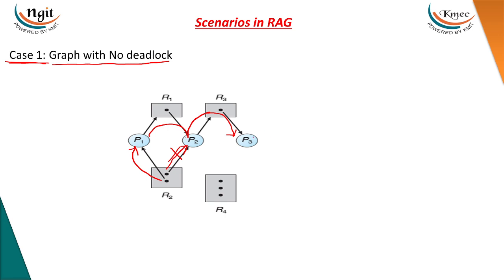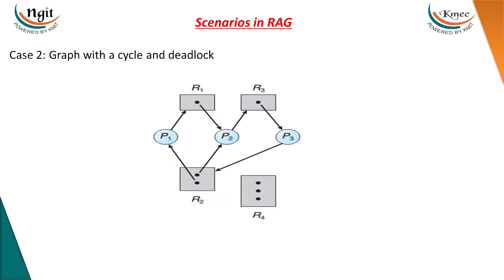Remember that the hold and wait condition is not satisfied here, because P3 is not holding anything but waiting for R3. There are multiple resources here. If you look at this particular graph, there is no cycle. So if there is no cycle, then there will be no deadlock. Here there is no cycle, so we can confirm that there is no deadlock.